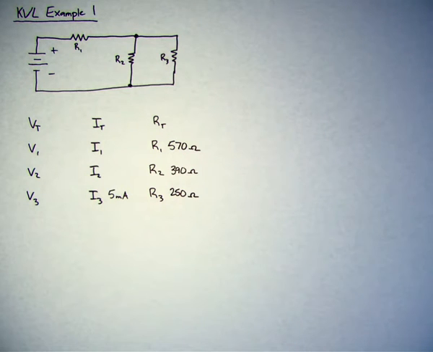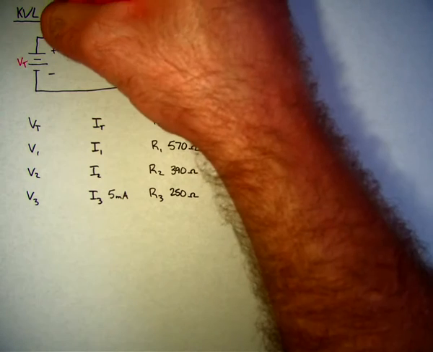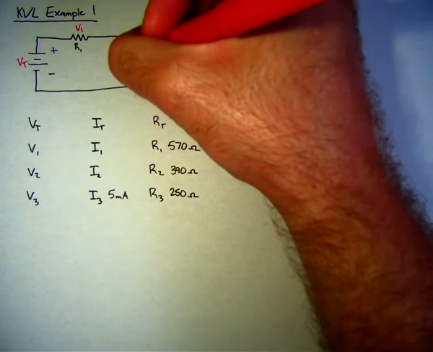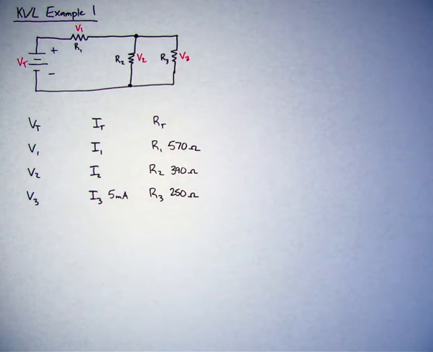So the first thing that we're going to do here is just label our different voltages. So power supply is the total voltage. I'm going to call this V1. I'm going to call this V2. I'm going to call this V3 because it corresponds with the table that we have. So it's important to be able to do that.